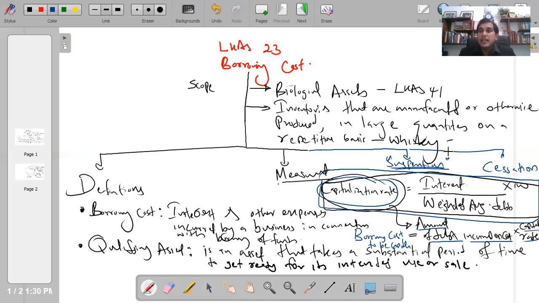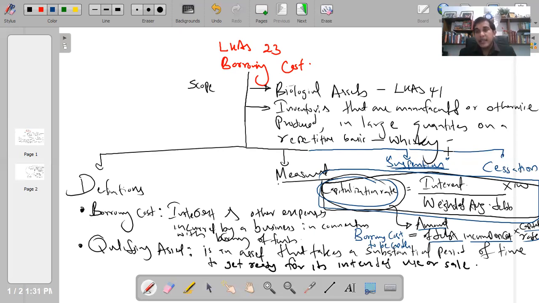Sometimes an entity needs to suspend the manufacturing process or development process due to labor disputes. Maybe for 2 to 3 months or 1 month there is no work, right? If that is the case, then the total project duration will extend. As a result, the time period will increase, and then the capitalization rate also will increase.